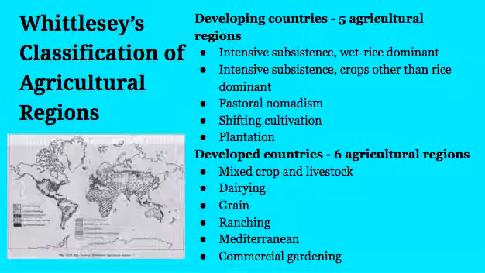Whittlesey sees classification of agricultural regions as an important idea for you as geographers to understand. He came up with 11 different agricultural regions, and he divided them between developing and developed countries. In this video, we are going to talk about the 5 agricultural regions of developing countries, and then later on you are going to do a reading about the agricultural regions for developed countries.